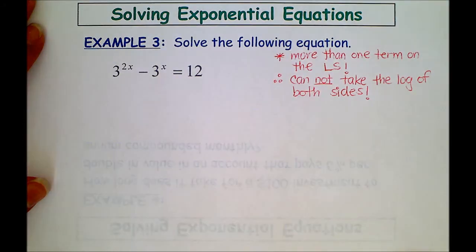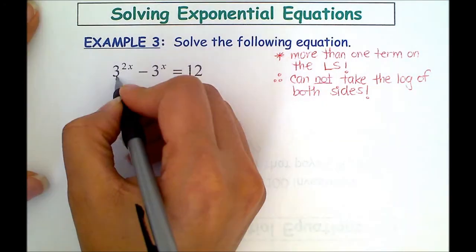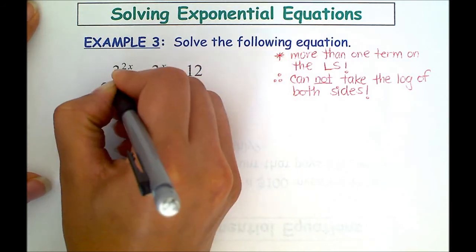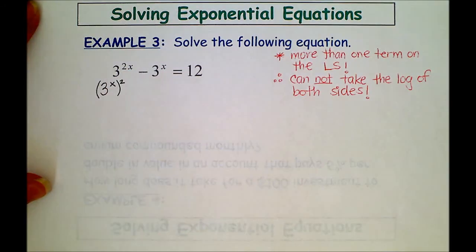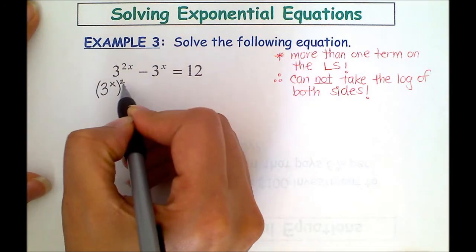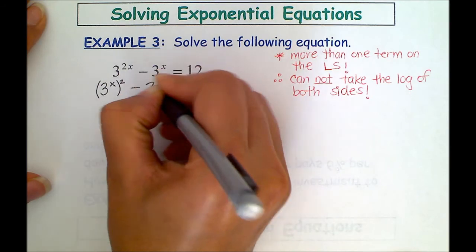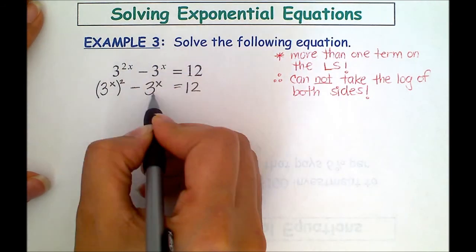What I'm going to do is try to write this in a different way. First of all, I can recognize that 3 to the exponent 2x is the same thing as 3 to the exponent x, squared. Because the exponents are being multiplied here, I can write it as a power of a power using my exponent rules. Then if I continue to write the rest of the equation, what you'll notice is that I have one term squared minus another term equals 12.